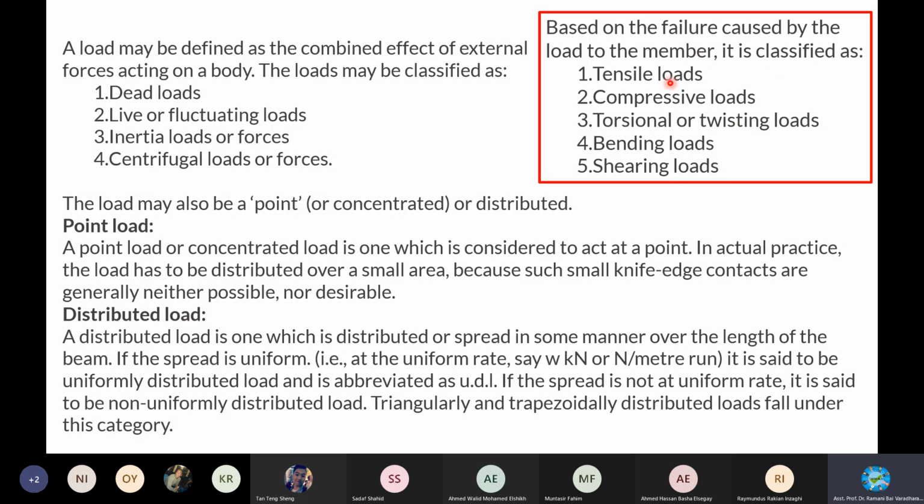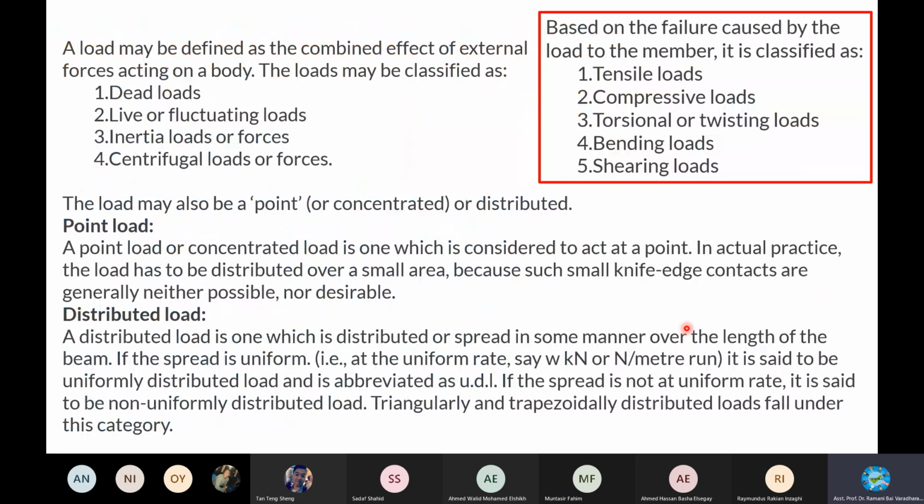You should know it. And these types of loading, based on the response of the member, we classify as tensile load, compressive load, twisting load. If the member is twisted due to the load, it is called a twisting load. If the member bends, it is a bending load. If only shearing is caused by the load, it is called a shearing load. So you must know this classification.